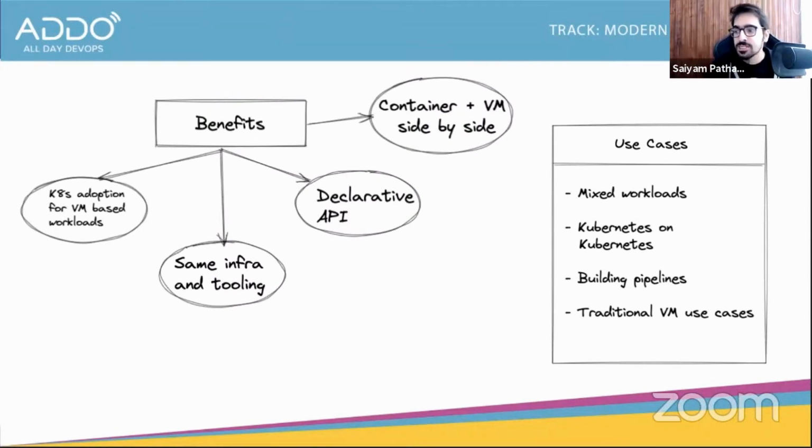And all the other traditional VM use cases are also there, like virtual VDIs, virtual desktops, render farms, and all the traditional on-prem IaaS. So all these traditional VM use cases can also be leveraged with Kubevirt and Kubernetes.